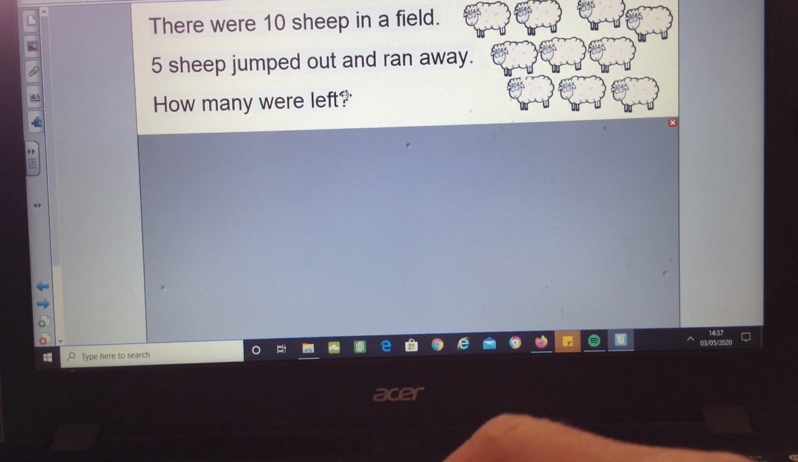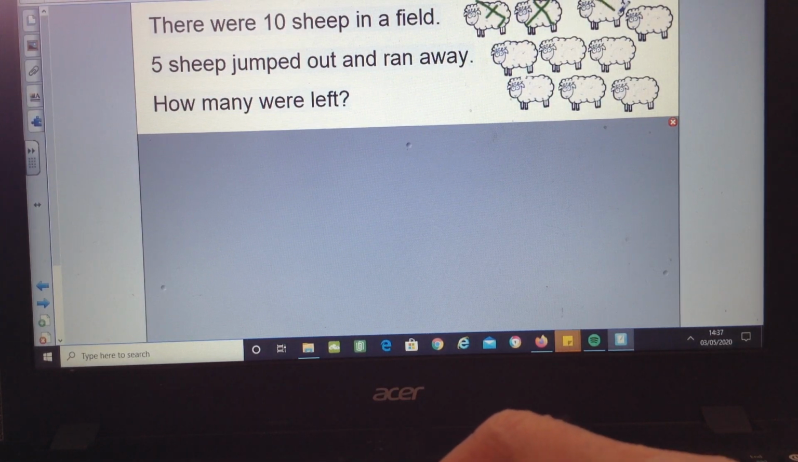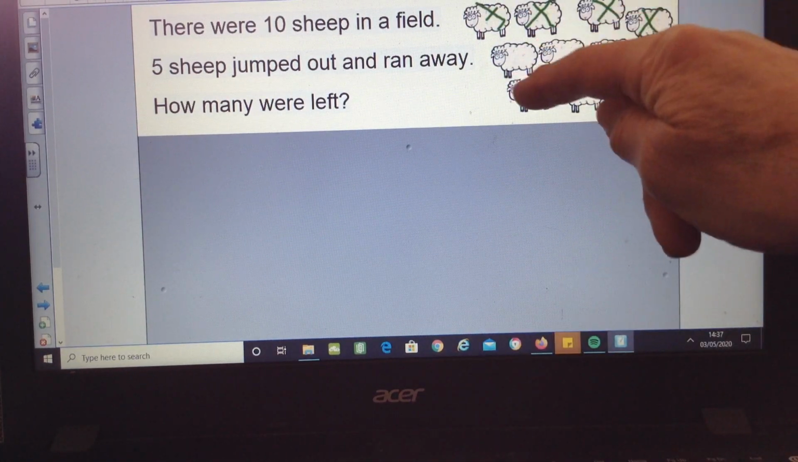How many were left? Now, if you draw your sheep or your objects, you can cross them out to show them being taken away. So I'm going to take away 5 sheep. 1, 2, 3, 4, 5. Okay, and how many are left? 1, 2, 3, 4, 5.